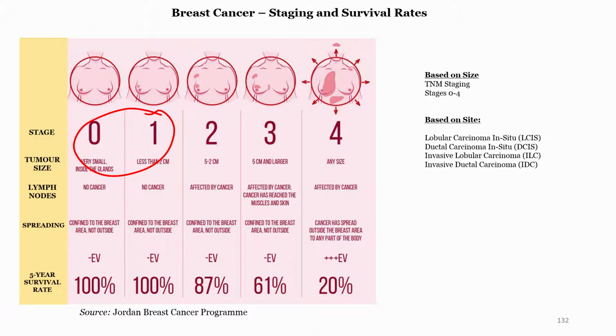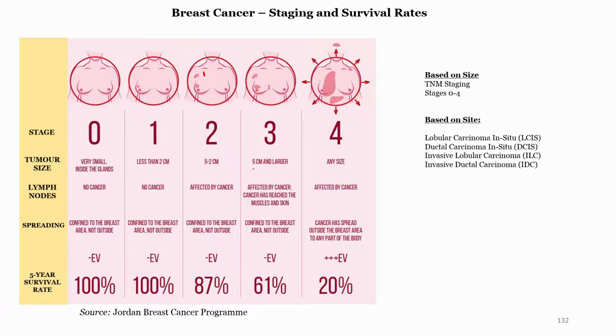However, as you progress further, where it is stage 2 and the tumor size is about 2 to 5 centimeter, and now the lymph nodes are affected, you can see here the representative image, the lymph nodes are affected, and then further this is confined to the breast, not outside. So, still it can be cured, and you can see that the survival rate is 87%, but as you go to stage 3 and 4, the difficulty or complexity increases.